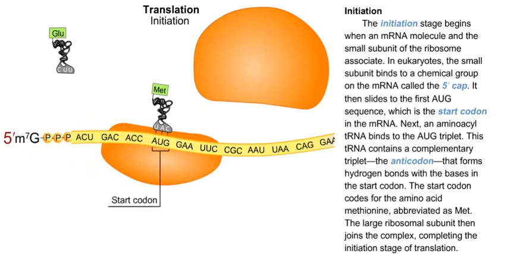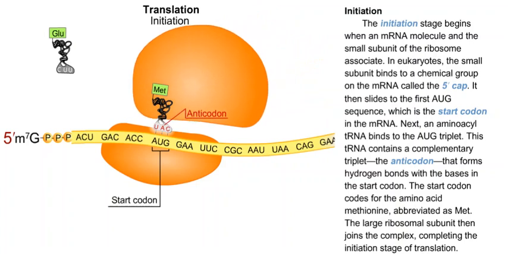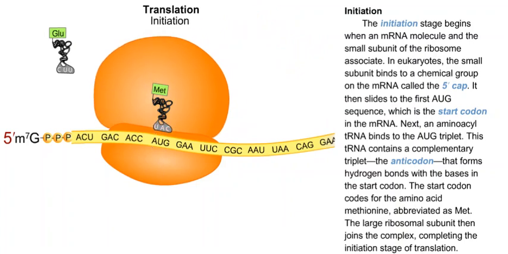Next, an amino-acyl tRNA binds to the AUG triplet. This tRNA contains a complementary triplet, the anticodon, that forms hydrogen bonds with the bases in the start codon. The start codon codes for the amino acid methionine, abbreviated as MET. The large ribosomal subunit then joins the complex, completing the initiation stage of translation.